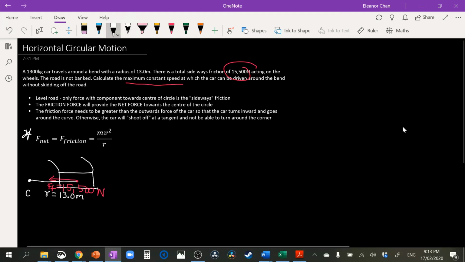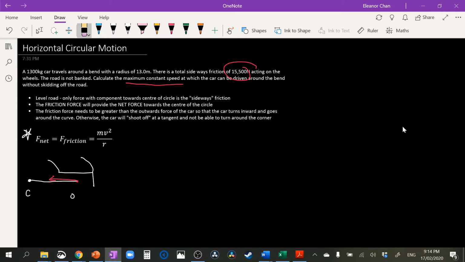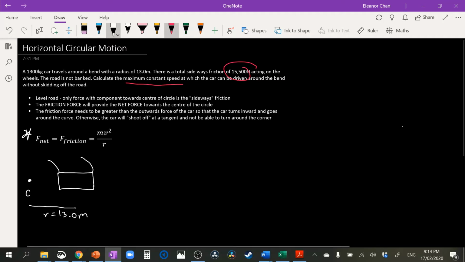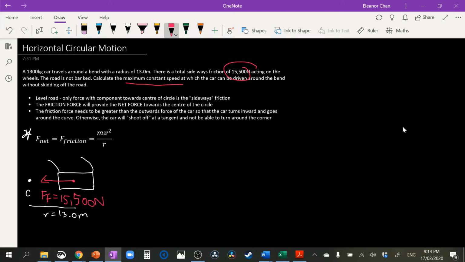off the road. So what's really important to understand here, and let's actually clean this up a bit because it's a bit messy the way I've drawn it. I'm not a fan. So that's better. We have a radius here of 13.0 meters, and we've got that friction from the center of mass, and that's F friction is 15,500 newtons towards the center of the circle.